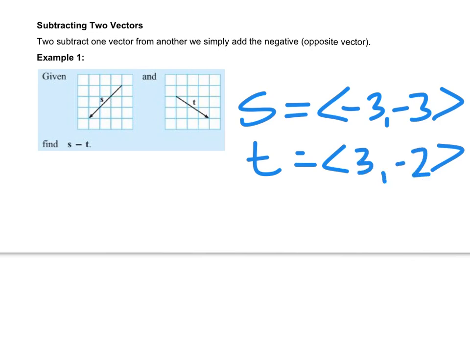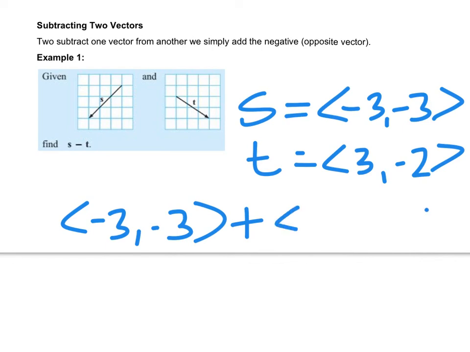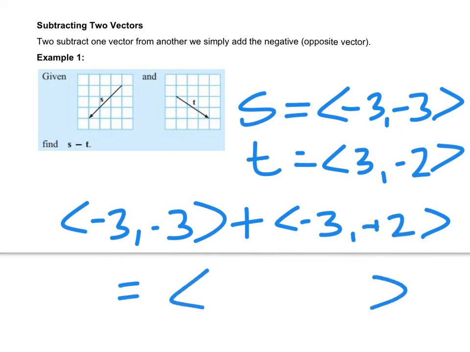So if we want to subtract those vectors, what we do is we take the first one, and we add the negative of the second vector. Okay? So it's like we add minus T. So instead of doing plus 3 minus 2, we do plus minus 3 plus 2. And that will give us that when you subtract those two vectors, you end up with the vector minus 6, minus 1.